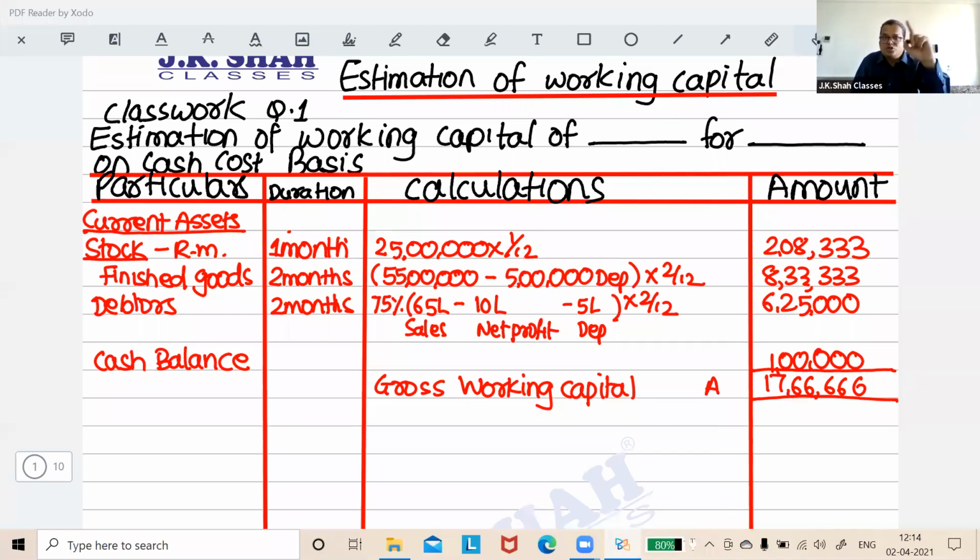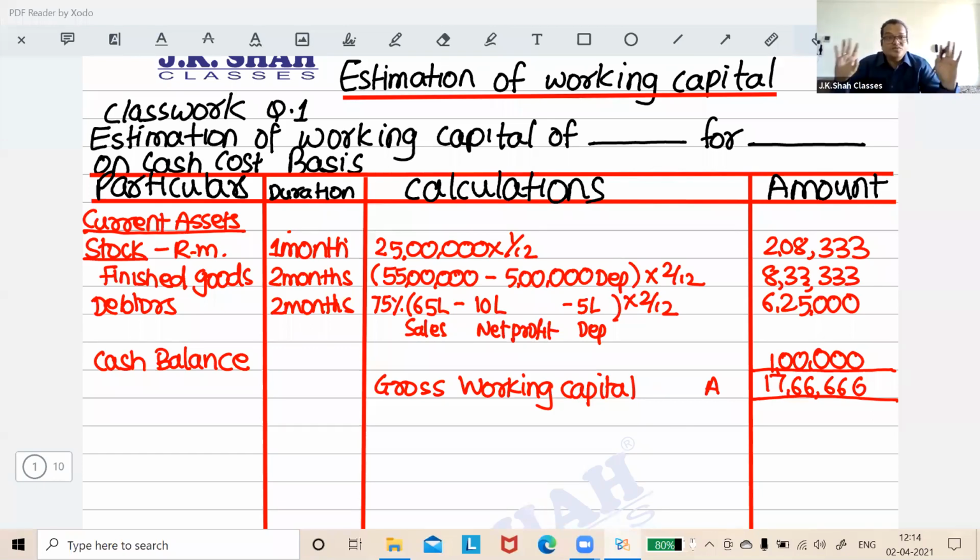See people, 2,08,333 rupees I need to finance my raw material stock. Right? 8,33,333 rupees I need to finance my finished goods stock. Whatever on credit I'm selling, to finance that I need 6,25,000 rupees. And other than that, 1 lakh rupees I need in my pocket. So I need 17,66,666 rupees in all.